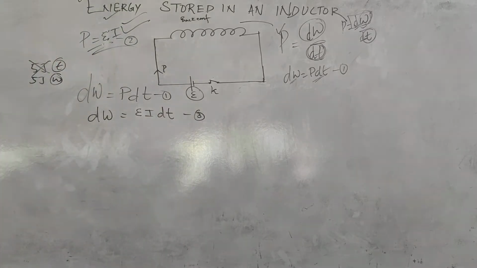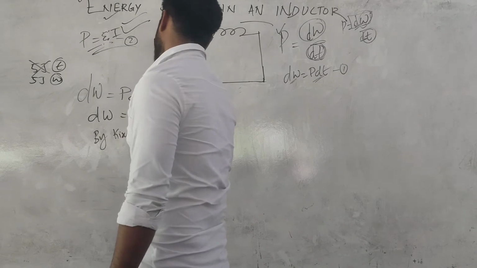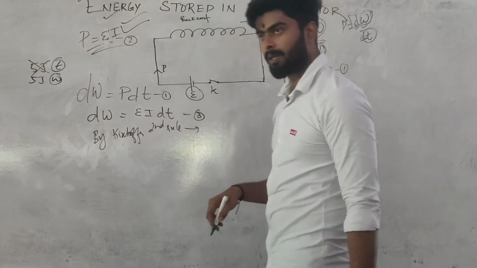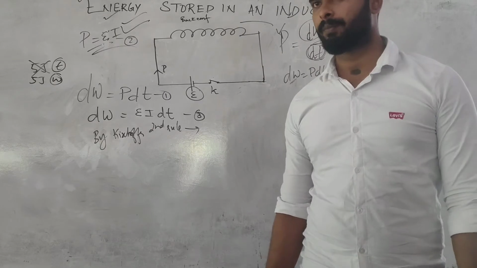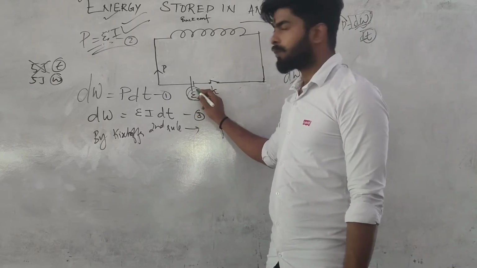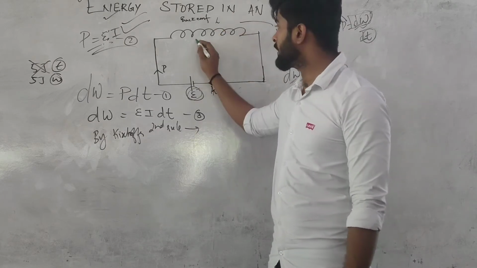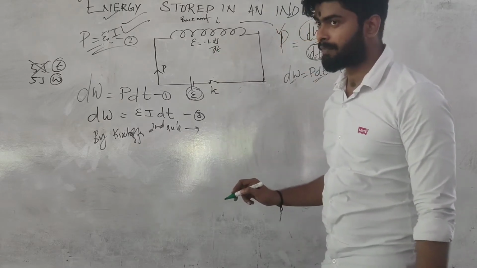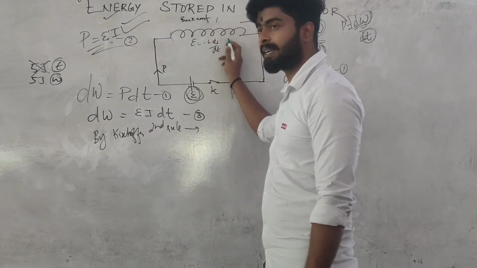Equation number 3. Clear? Now, by applying Kirchhoff's second rule. What was Kirchhoff's second rule? The algebraic sum of voltages in a closed circuit will be zero. See, the EMF of the cell is E. What is the induced EMF in this coil? If the inductance is L, what will be the induced EMF here? Minus L di by dt. Am I right? From self-induction. So here the EMF is E. Here the back EMF is minus L di by dt.